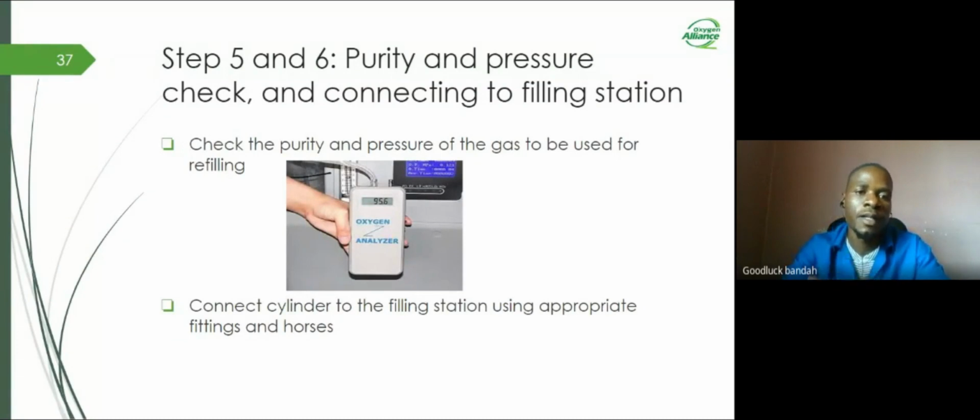And on steps 5 and 6, you have to do a purity and pressure check, and after doing that, you have to connect to the filling station. So you have to check the purity and pressure of the gas to be used for the filling. This is the purity of the gas from your source. And then you can connect the cylinder to the filling station if you are sure that you are getting the right purity to be filled in the cylinders.